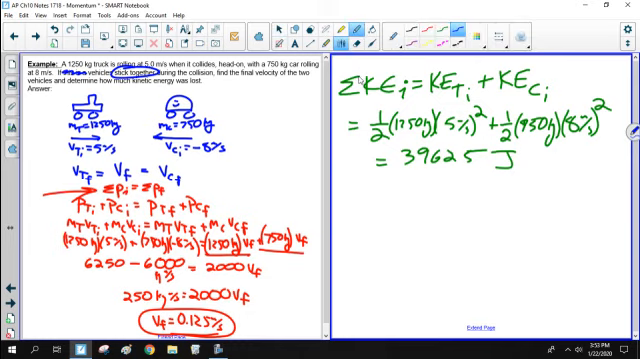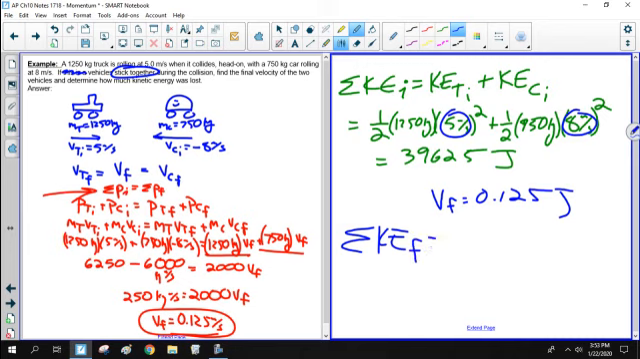Now, if we repeat that process, but replace both of these initial velocities with our VF of 0.125 meters per second, then you find that your total kinetic energy after the collision is 15.6 joules. All right, so I'm going to talk about this a little bit more in the next video, but to shorten up the next video, I wanted to do it here.